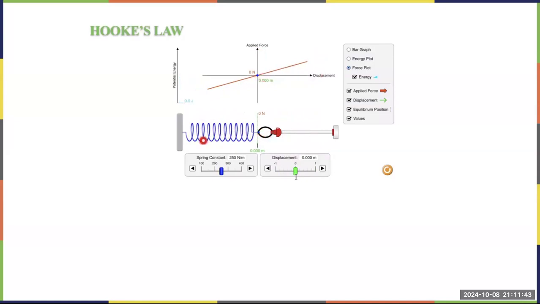Now if I push it, my applied force is negative and my displacement is negative, in the sense that suppose the spring is pulling by itself. So that means, let me see if I can open up the PhET simulation.